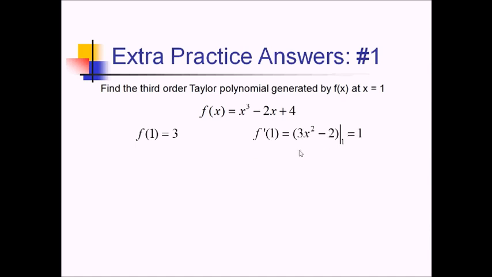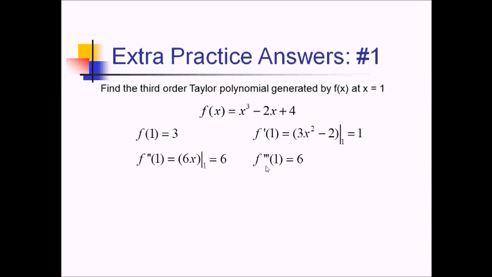Well, that's nice. Next up, we need f double prime. That's going to be 6x evaluated at 1, so that's 6. And finally, f triple prime of 1. Well, the third derivative is just going to be 6 if you take the power rule there. So that comes out to 6. And anything after that's going to be 0 anyway, so it's just as well we're stopping here.